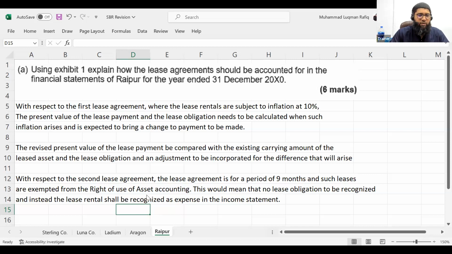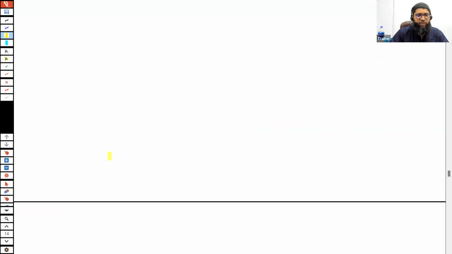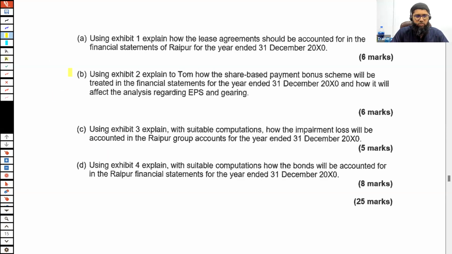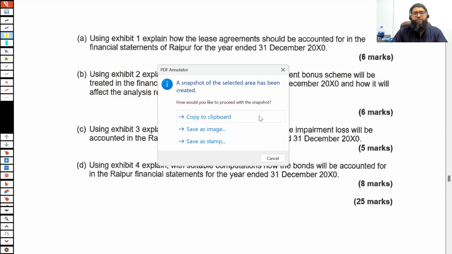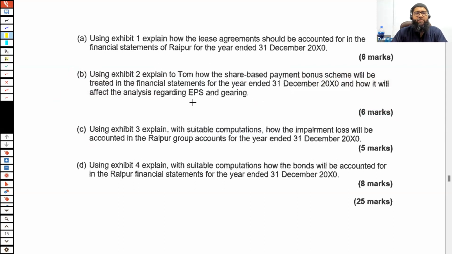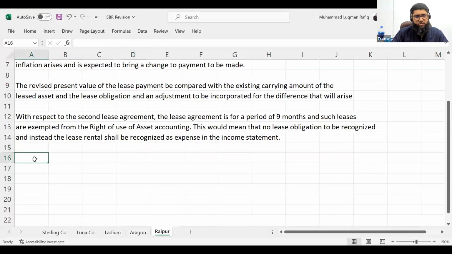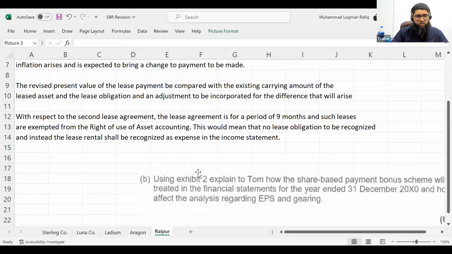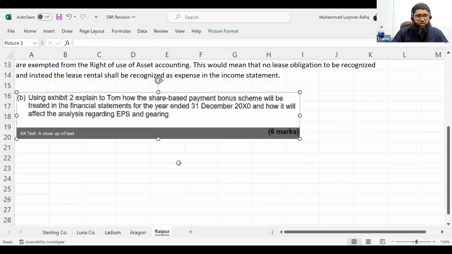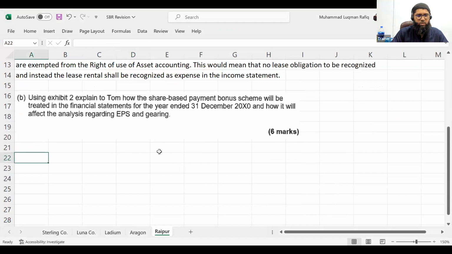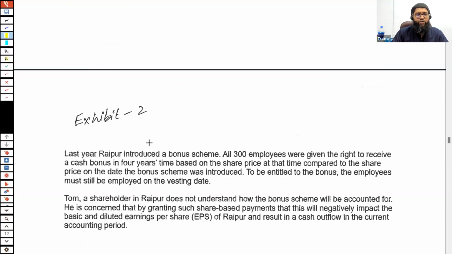Right? Now let's move a bit forward and move on to the next scenario of the question. It says using exhibit 2 to Tom how the share-based payment scheme will be treated in the financial statement and how it will affect the analysis regarding EPS and gearing. So can you just try to do this question, exhibit 2?